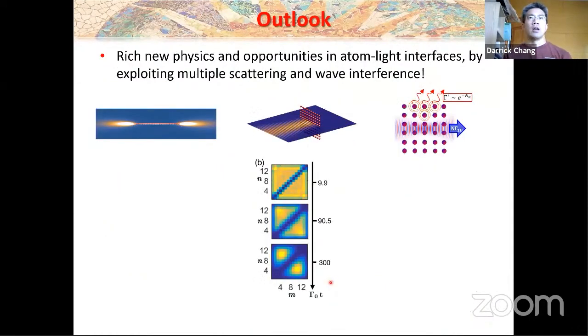And so with that, I'm done. I guess my final message is that in these atom-like interfaces, if you can exploit multiple scattering and wave interference, I think this really opens up a lot of potentially rich physics and exciting technological applications.